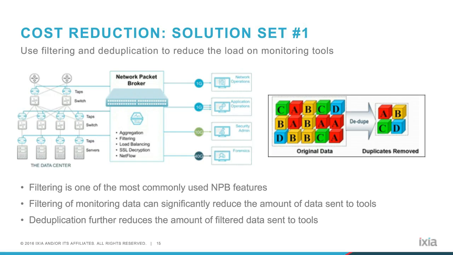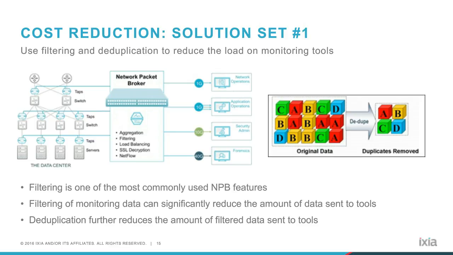Thanks, Keith. So let's jump into some of these solution sets. The first solution set illustrates how the taps and bypass switches that are installed in your architecture will send the monitoring data to a central collection point, and that collection point being the network packet broker that Keith previously spoke of. That NPB will handle aggregation, filtering, load balancing, and advanced packet processing as well.